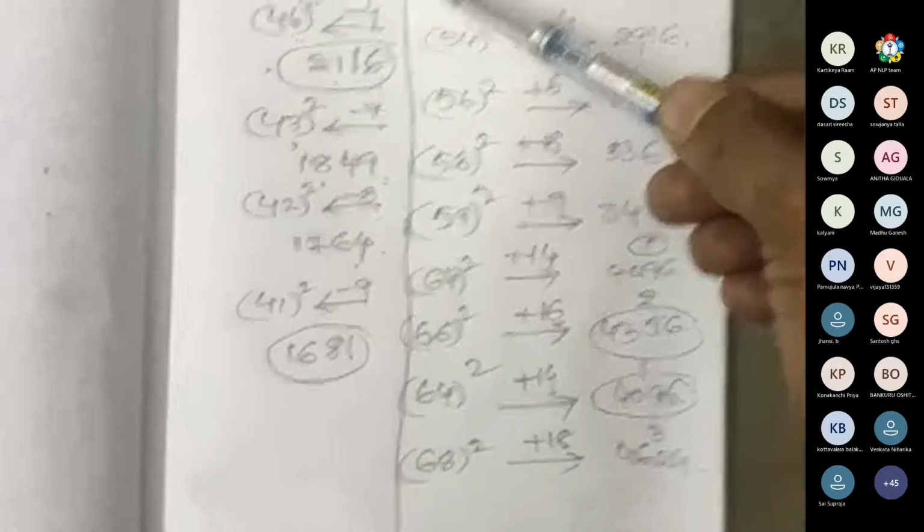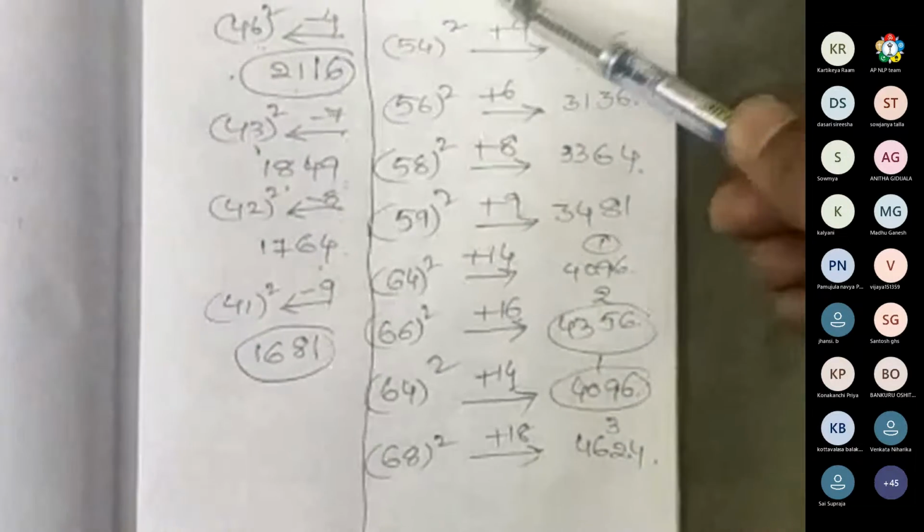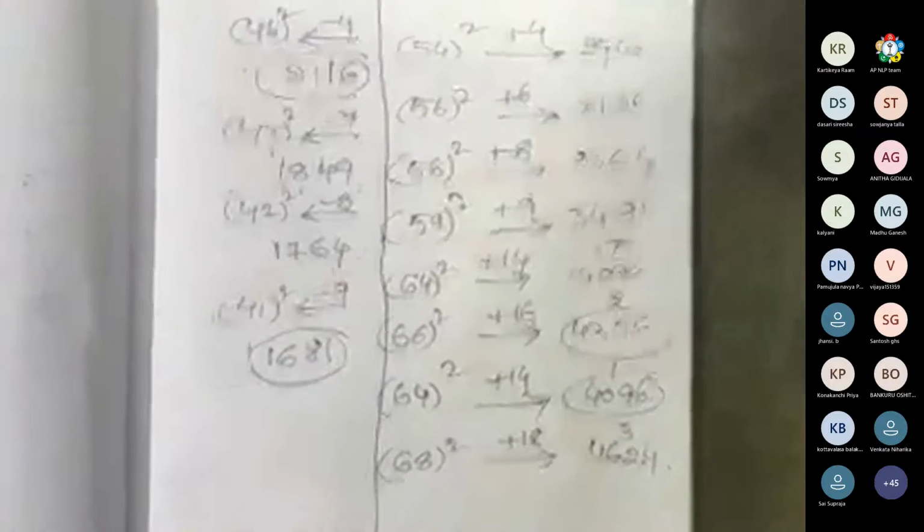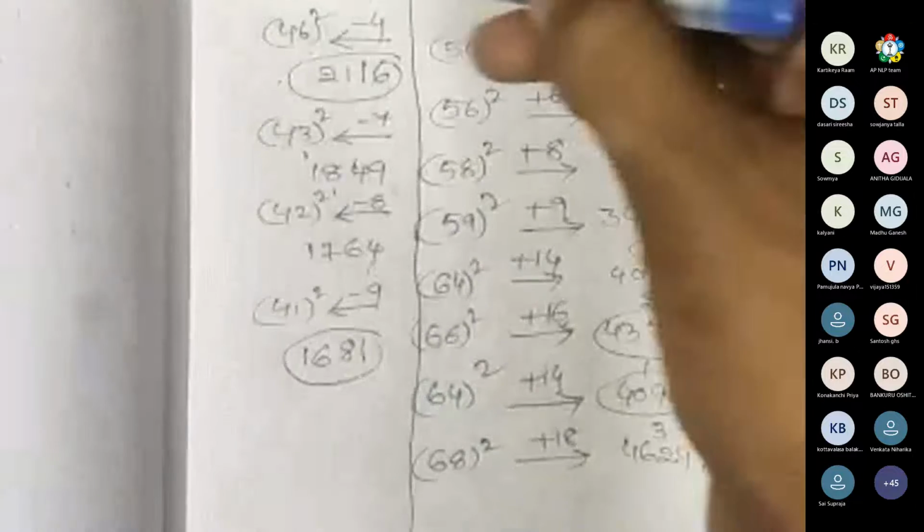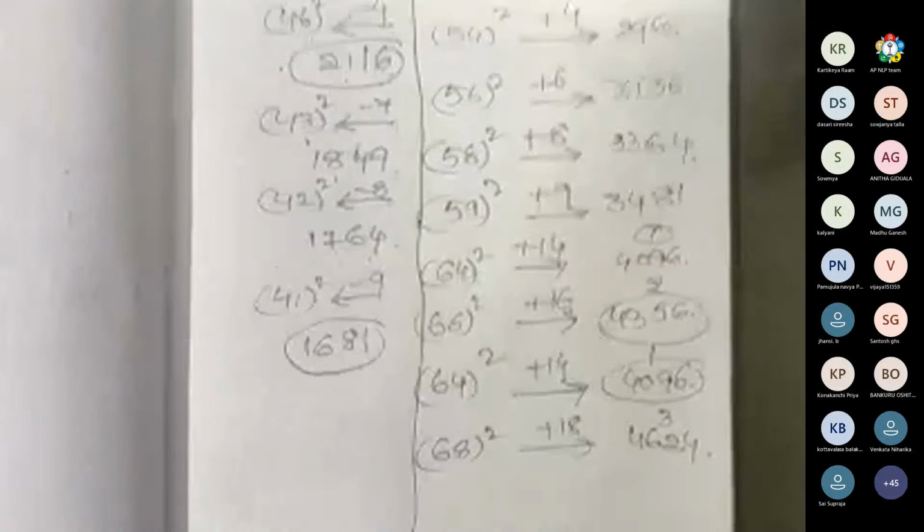To calculate from 25 to 50 squares, take the base number as 50. From 50 to 75 squares, take the base number as 50. Below 50, you have to use the technique 25 minus difference. Above 50, you have to use 25 plus difference. Right? To calculate from 75 to 100 squares, take 100 as base.